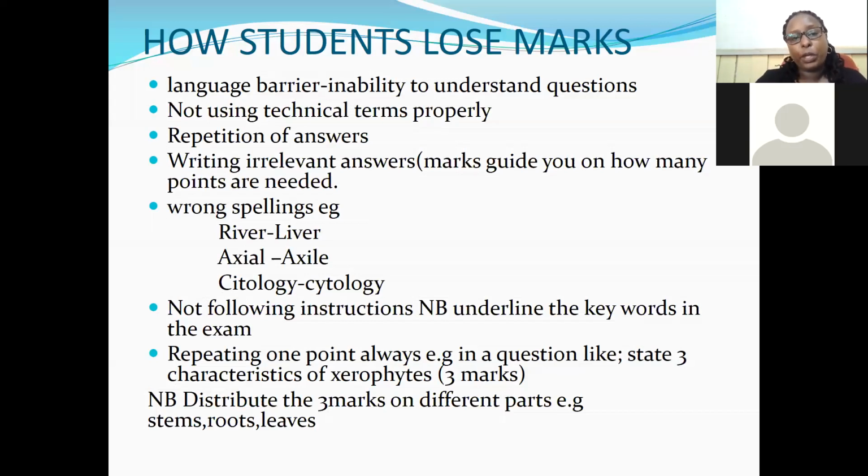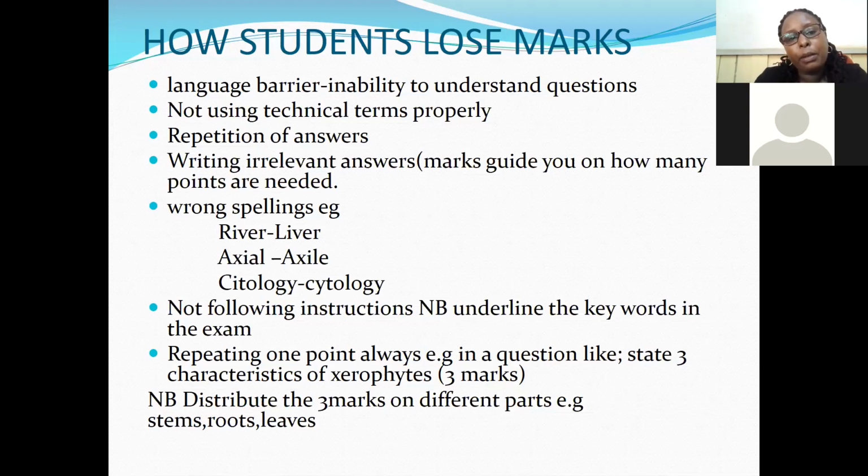Number 1, we talk of what we call a language barrier. Language barrier is going to affect the learner in such a case that he or she is not able to understand the questions. Mostly this is because of mother tongue, and also Kiswahili is another influence. If the learner is not able to understand the question, then the learner is not able to interpret the question well. And in such a case, the answers which are going to be given are not going to be correct.